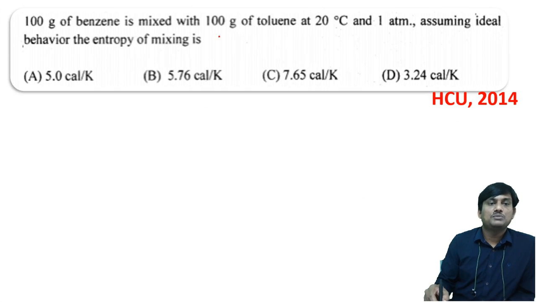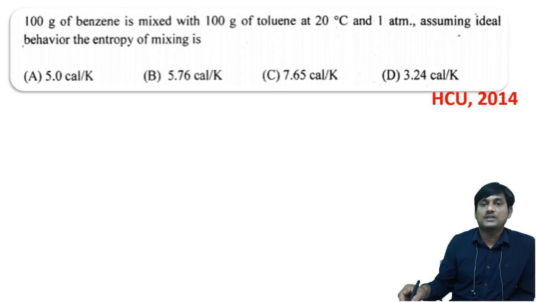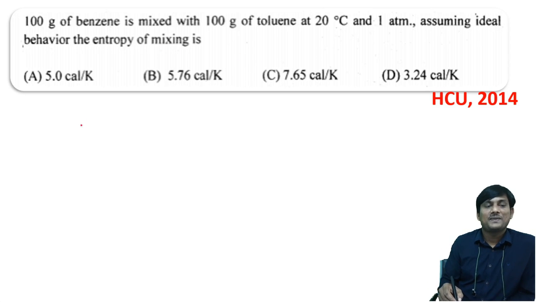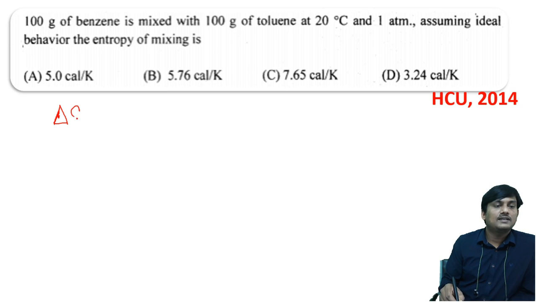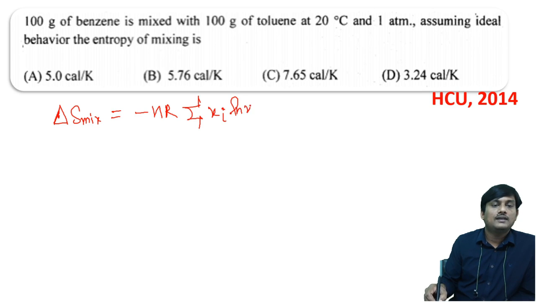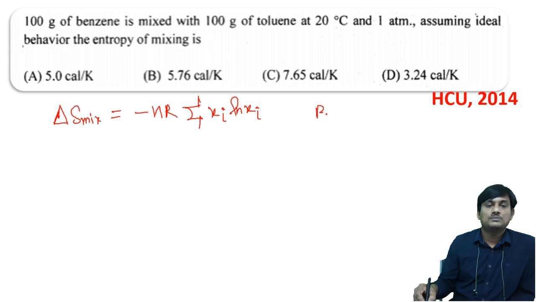100 gram of benzene is mixed with 100 gram of toluene at 20 degrees centigrade and 1 atmosphere. Assuming ideal behavior, the entropy of mixing is... Here we know that the entropy of mixing, delta S mix, is equal to minus NR sigma Xi ln Xi. Here two components are there: one is benzene, another one is toluene. This one is 100 grams and this one also 100 grams.